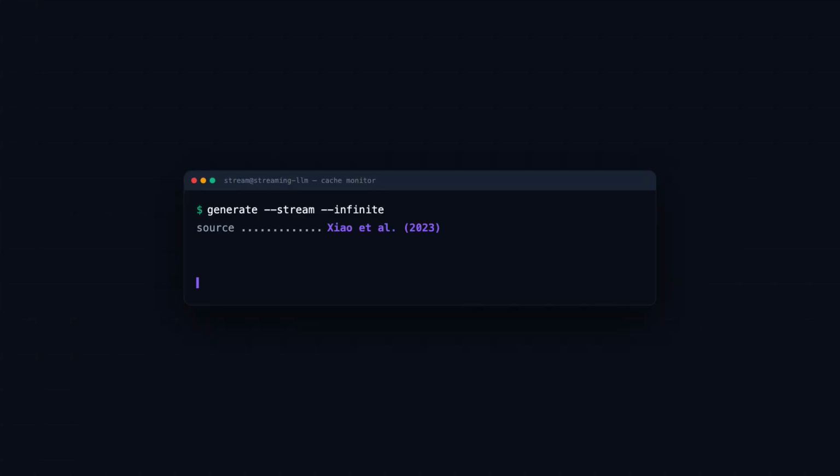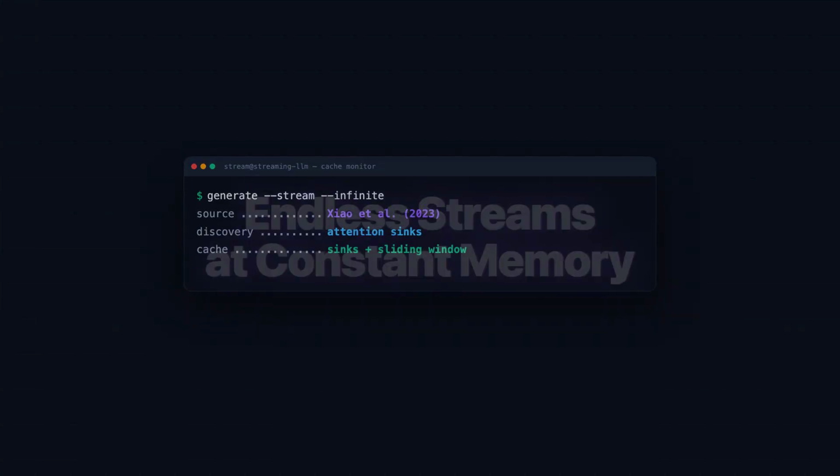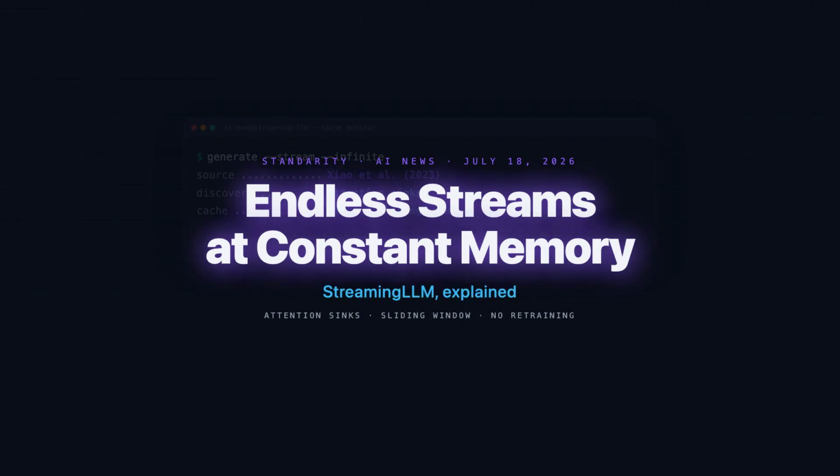Imagine you want a language model to read a stream that never ends. A live transcript, a rolling log, hours of chat. Eventually, the memory it uses for past tokens fills up. The obvious fix is to drop the oldest tokens and keep a recent window. And it wrecks the model.